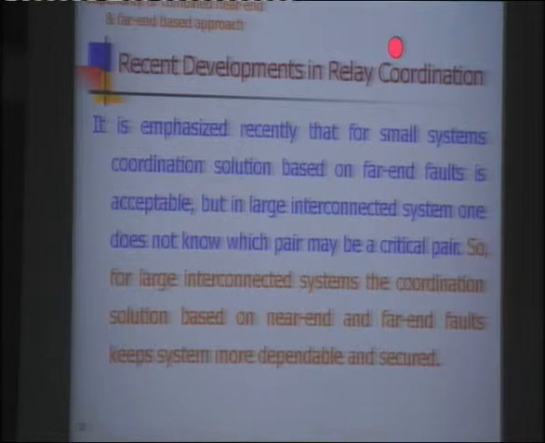But for all of us to understand how the protection is being provided by the relays by finding their settings mathematically, I will put this particular presentation.